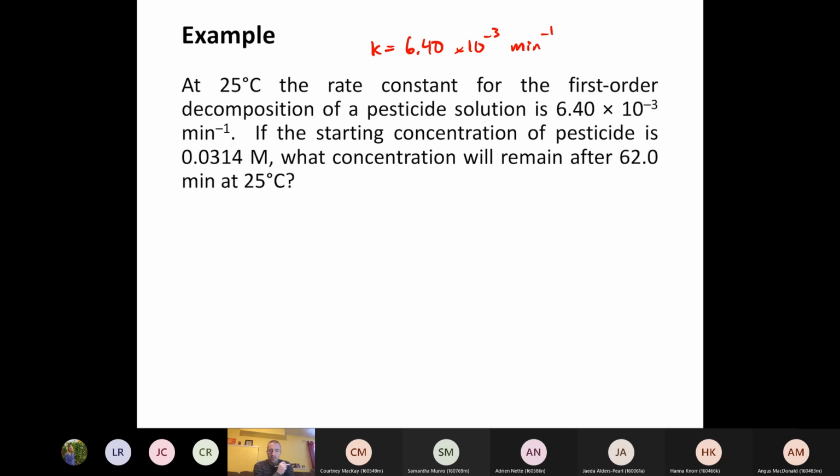We can actually tell immediately that this is a first order reaction. It doesn't say so in the question, but we know it's first order because of the unit of the rate constant. We looked at this a little bit last class, but rate constants, if it's first order, will always have units of time to the minus 1. If it was second order, it would be molarity to the minus 1, seconds to the minus 1. So we can tell from the units that this is first order.